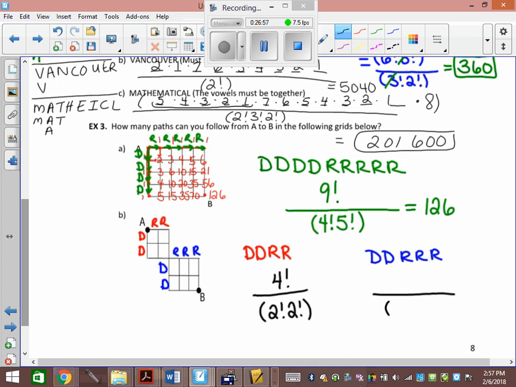For this one, I'd have 2 factorial for the D's, 3 factorial for the R's, and what would I have on the top? 5 factorial. The hardest part about this is deciding whether you multiply them or add them. Now think, do I need to go through these paths and these paths to get me to B? Or can I do these paths or these paths and I'll get to B? And or.